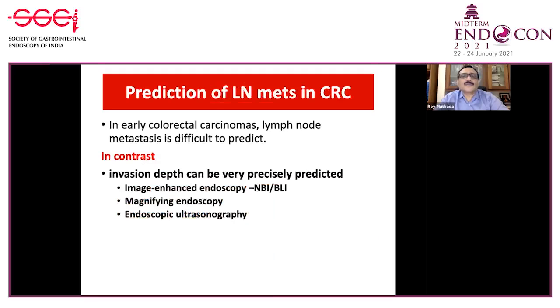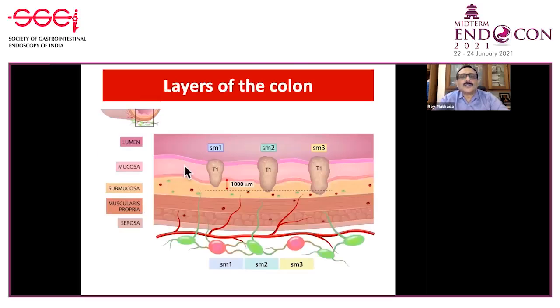Now, regarding the prediction of lymph node metastasis in colorectal cancer, especially in early colorectal carcinomas, lymph node metastasis is difficult to predict. In contrast, invasion depth can be very precisely predicted by image-enhanced endoscopy, magnifying endoscopy, and endoscopic ultrasonography. Looking at this classification, you can see that SM1 is just below the mucosa, SM2 just touches the 1 millimeter line, and SM3 goes beyond that.